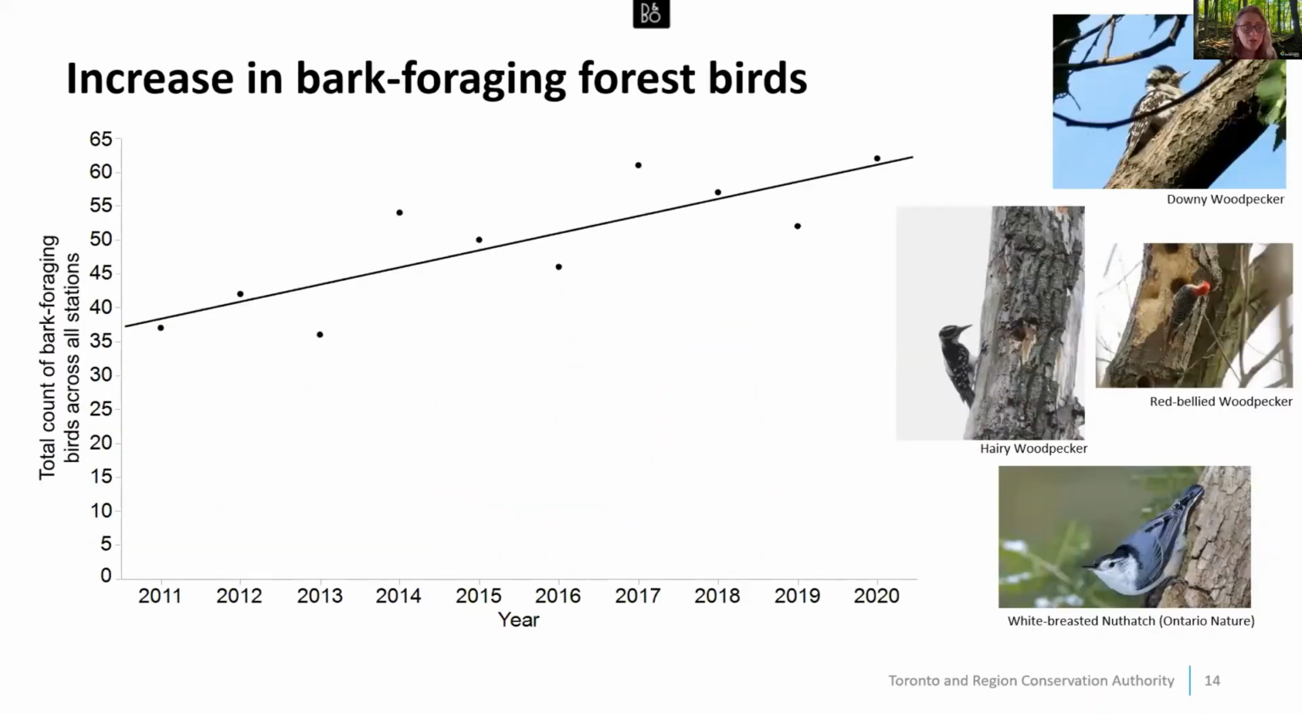And in addition to forest vegetation, we also found some indirect effects, including changes in bark foraging bird abundance over time. Those are the 4 species listed there that are considered to be bark foraging species based on work done by Flower et al. in 2014. And we did find a significant increase regionally in the total number of bark foragers across all stations.